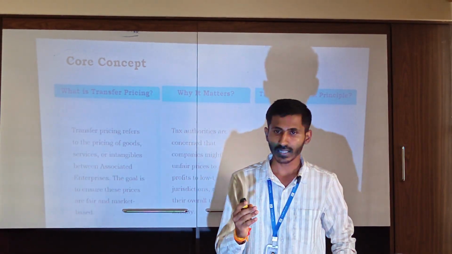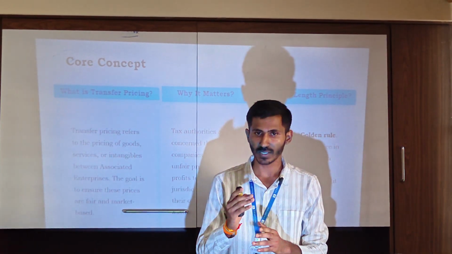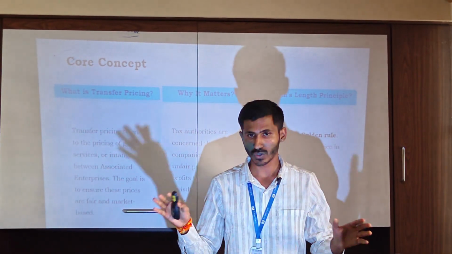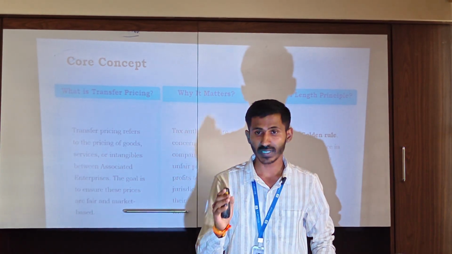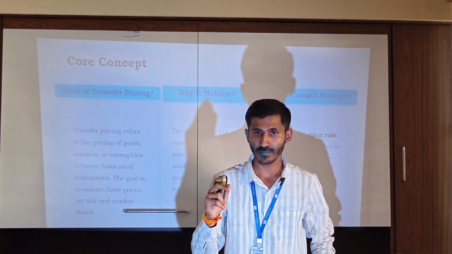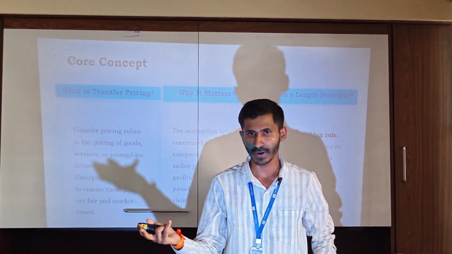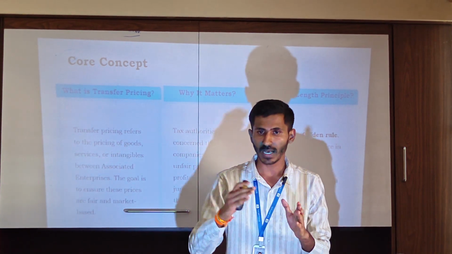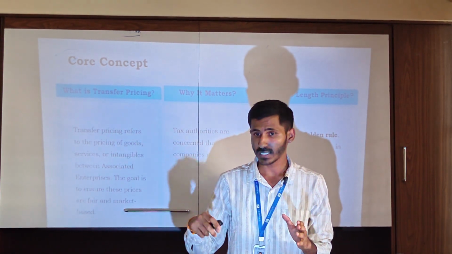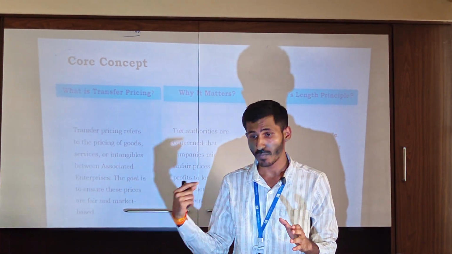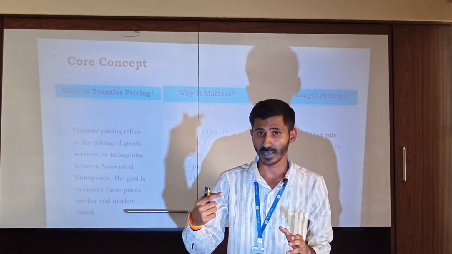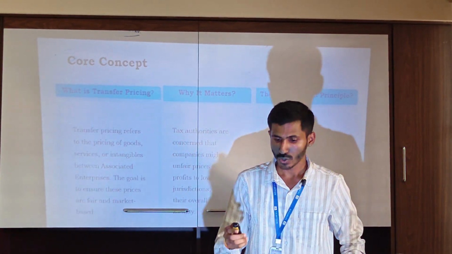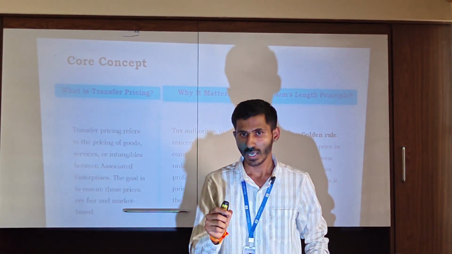It states that the price quoted in a transaction between two associated enterprises must be the same as in a transaction between two non-associated enterprises. The prices quoted in both transactions must be the same. That will be an arm's length price. So arm's length price plays a vital role in transfer pricing.